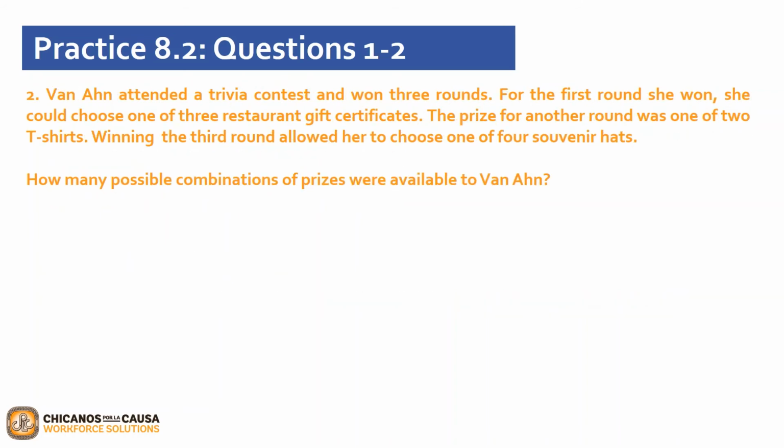Question 2. Van On attended a trivia contest and won 3 rounds. For the first round she won, she could choose one of 3 restaurant gift certificates. The prize for another round was one of 2 t-shirts. Winning the third round allowed her to choose one of 4 souvenir hats. How many possible combinations of prizes were available to Van On?